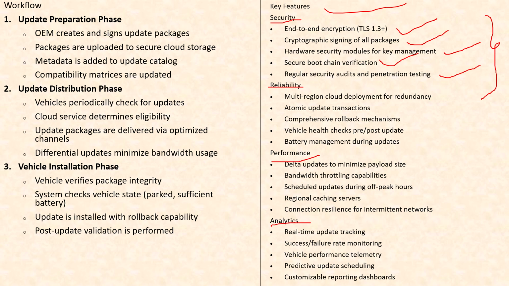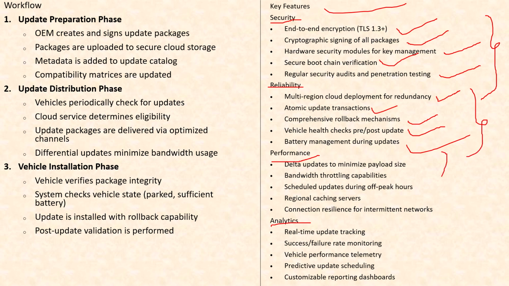Now, how to make it reliable? It is made reliable by deploying multi-region cloud for redundancy. So instead of cloud in only one region, the cloud is deployed in various regions for redundancy. It's like a backup mechanism. Next comes the atomic update transactions, comprehensive rollback mechanisms, vehicle health checks pre and post update, and battery management during updates. So this is how you ensure the system is reliable.